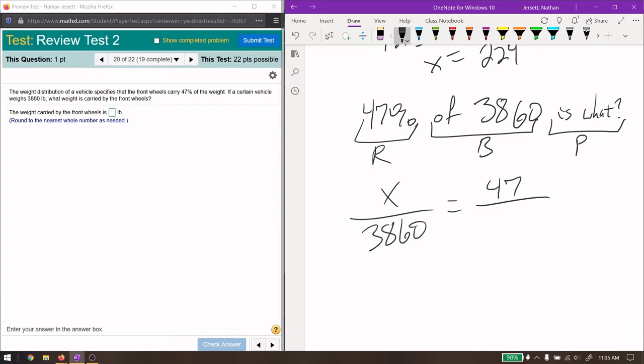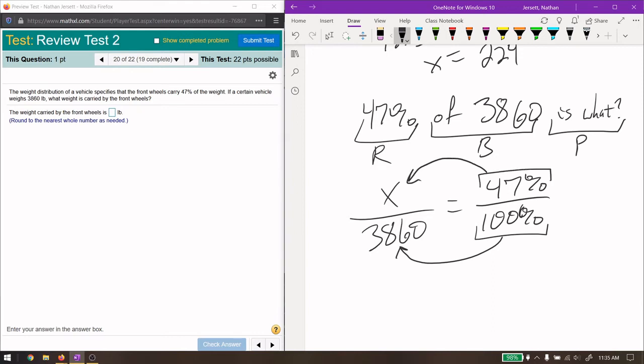Equals 47 over 100%. Another way of looking at this is that a certain vehicle weighs 3860. That means 100% of that vehicle is 3860. If the front wheels carry 47% of the weight, then the 47% of that is going to be the x. They relate directly to each other and in straight lines. Okay, cross multiply and divide.